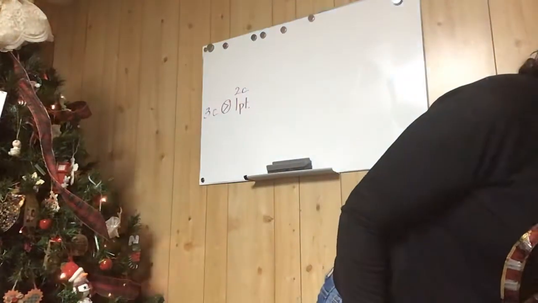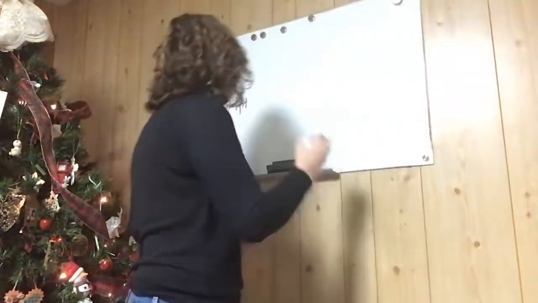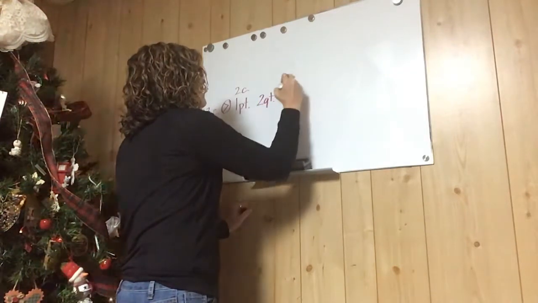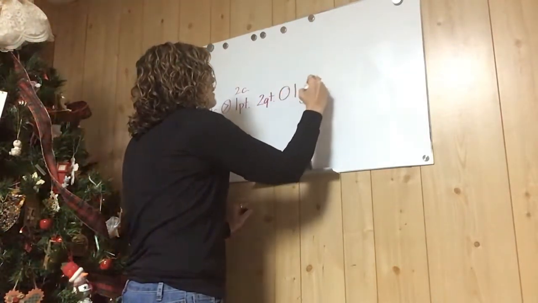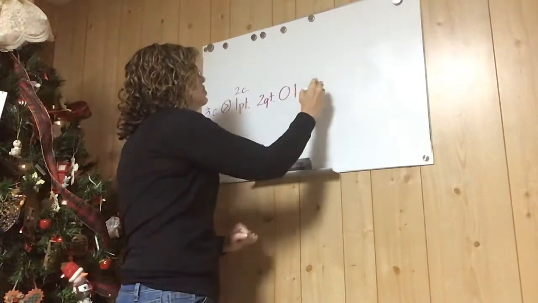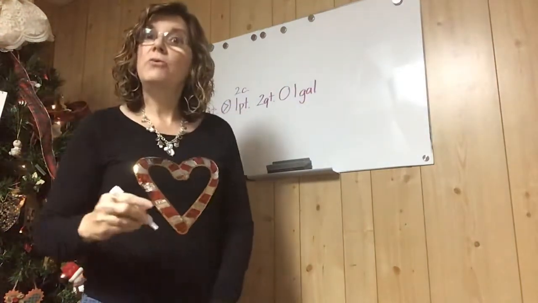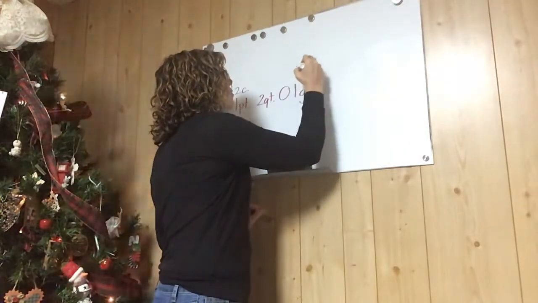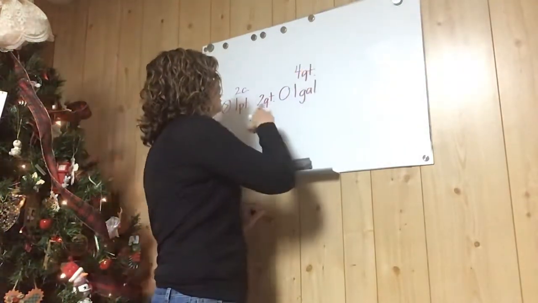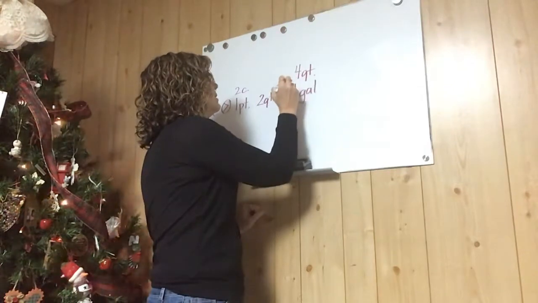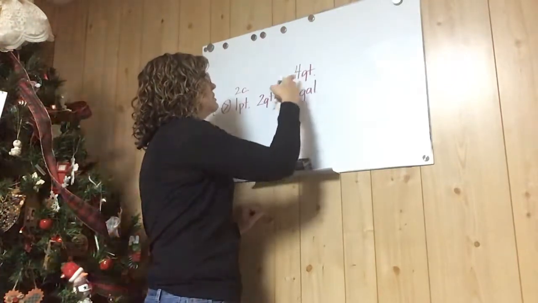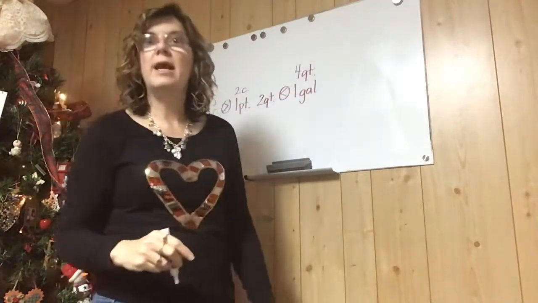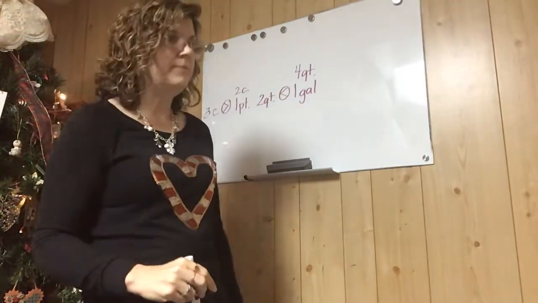The next one is 2 quarts, 1 gallon. All right, so 2 quarts, compare it to 1 gallon. All right, so we're going to change the gallon side. How many quarts are in a gallon? Did you say 4 quarts? I hope you did. So 2 quarts is less than 4 quarts. 2 quarts is less than 4 quarts or a gallon, right?